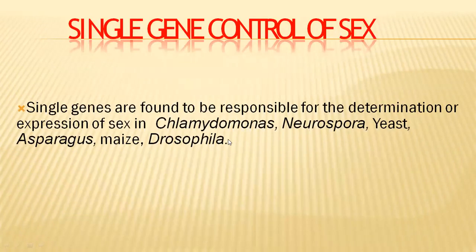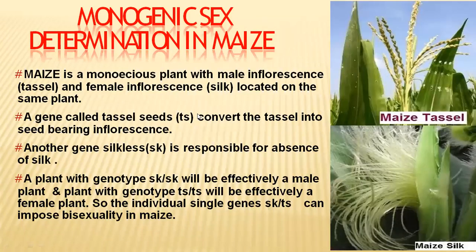And the last one in this genetic system is single gene control of sex. In some organisms, only single genes are found that are responsible for the determination of sex. Examples are Chlamydomonas, Neurospora, yeast, asparagus, and maize in plants, and Drosophila in animals.